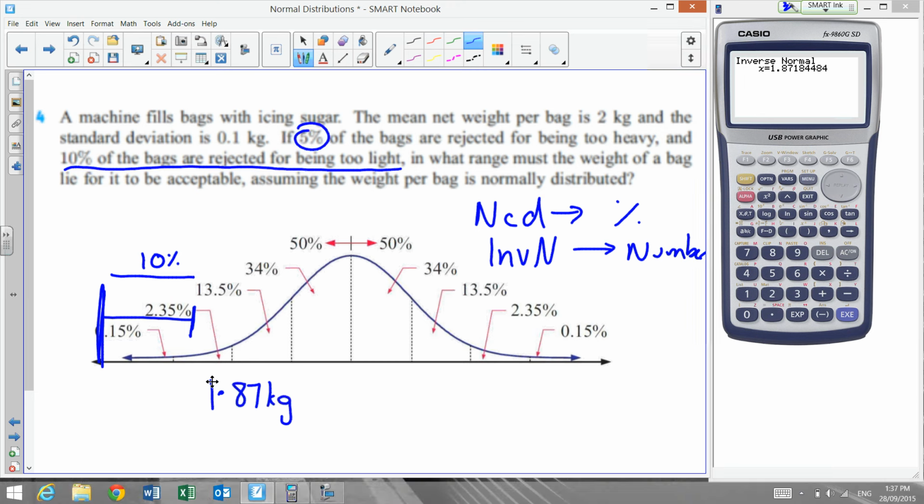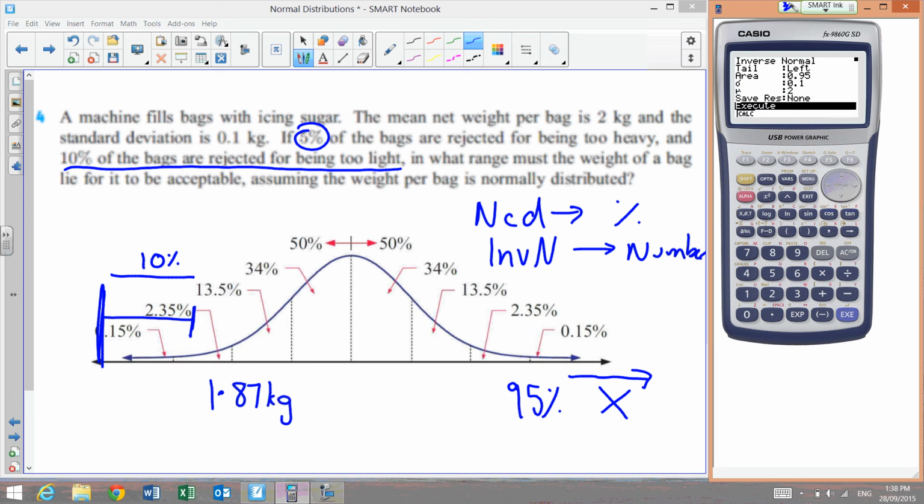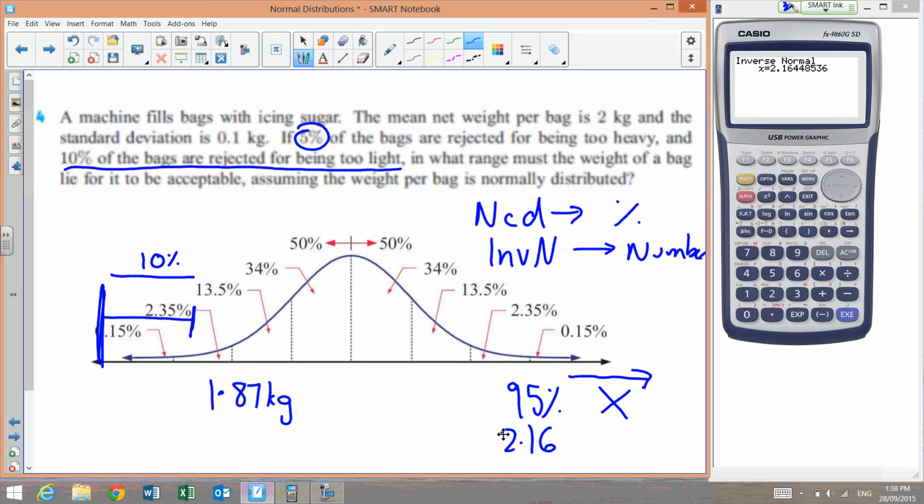5% are rejected for being too heavy. So if I come up to my 95th percent, anything above that, up to 100%, is too heavy. So I exit out on my calculator, and my area is going to be from 0.95, the 95th percentile. I scroll down and execute. So if it's greater than 2.16 kilos, it will be too heavy. So if any bags weigh between this range here, 1.87, 2.16, they will be acceptable.